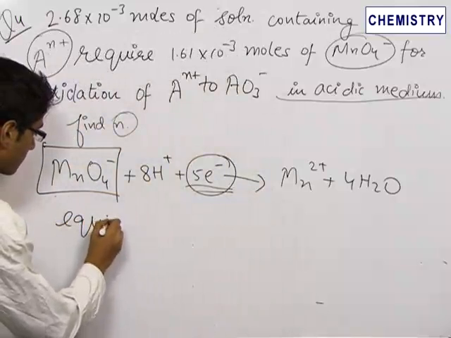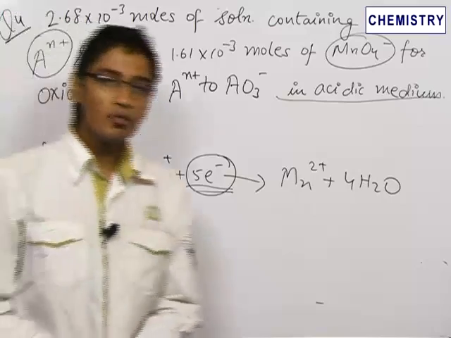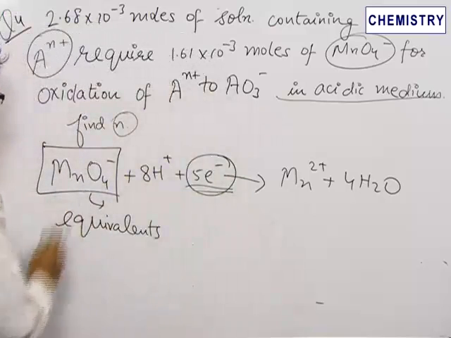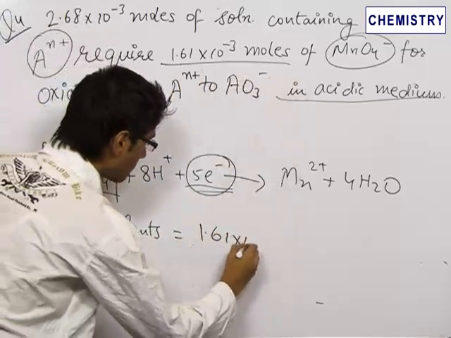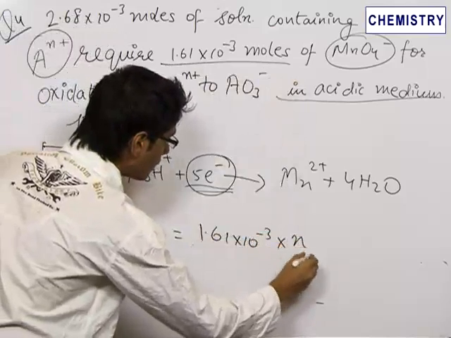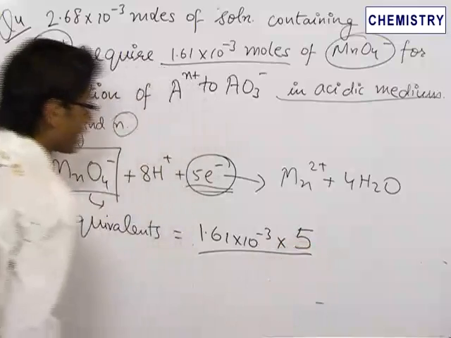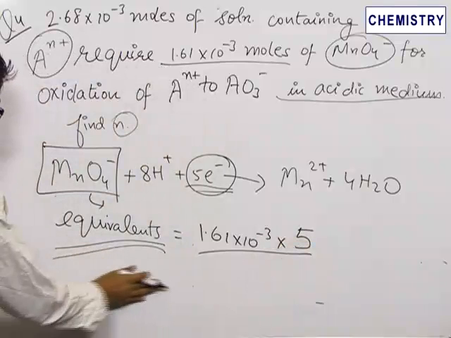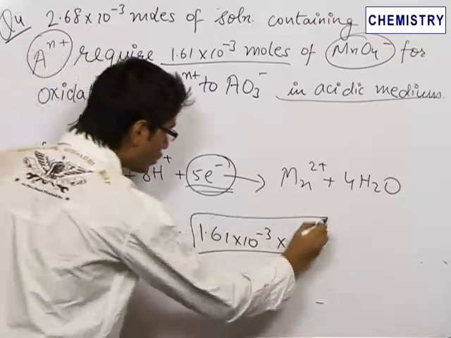Number of equivalents of any substance is equal to the number of moles of that substance into the n factor. So the number of equivalents of MnO4 negative is equal to the number of moles of MnO4 negative, which is equal to 1.61 into 10 power minus 3 into the n factor, which is equal to 5 in this case. So the number of equivalents of MnO4 negative, which is the oxidizing agent here, is equal to moles into n factor.